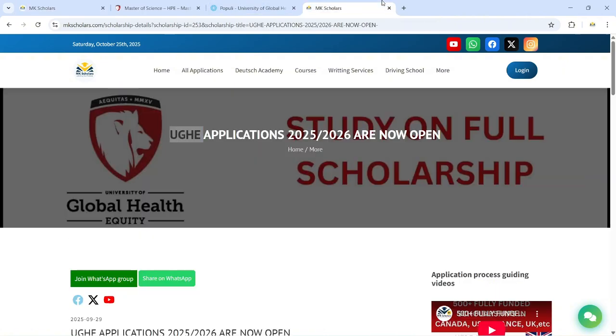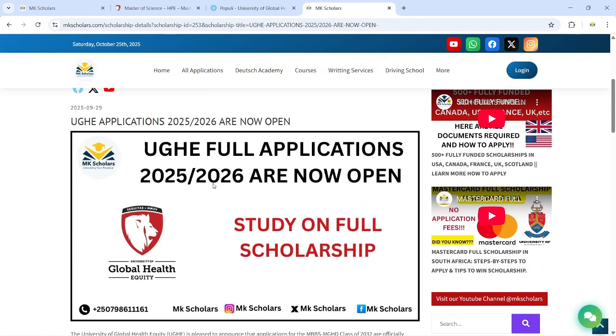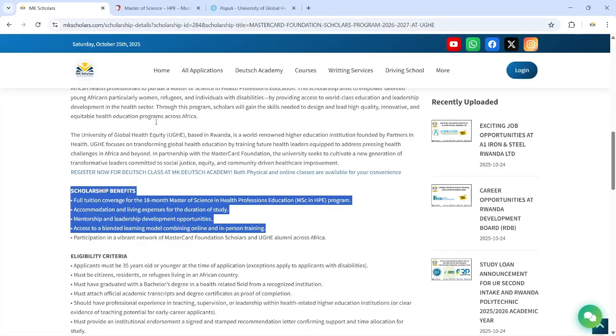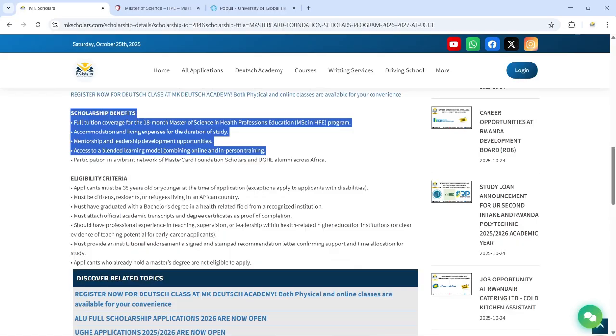Because we have already talked about the one for the bachelor's degree, now we are going to talk about this one for the master's. UGH is one of the prestigious universities, and it's located here in Rwanda in the Northern Province. But if you're from Ghana, from Cameroon, or any African country, you will be provided with everything.